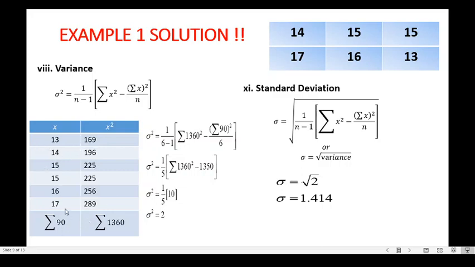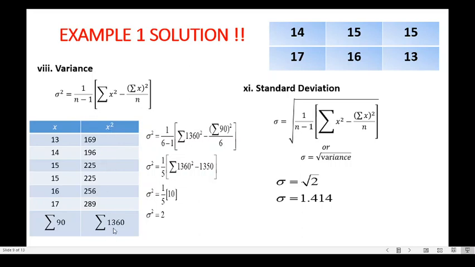It's not that you take the sum of 90 and power it by 2 to get the sum of x powered by 2. No, that is wrong. You need to calculate one by one. That means 13 powered by 2, you get 169. 14 powered by 2, you get 196, sorry. And then for 15, 225, 16, 256, and 17, 289. Only then you add all of these values to get the sum of x powered by 2.